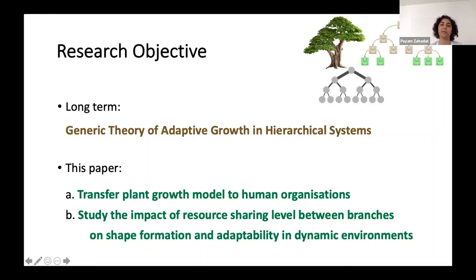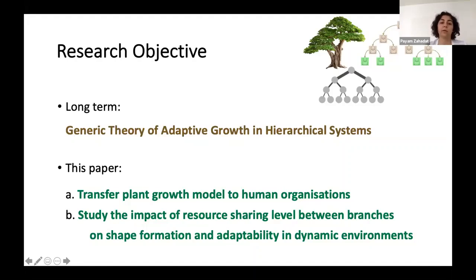So this is basically a first step, where we first try to transfer a plant growth model to a human organization. And we also have a look at the impact of resource sharing level, meaning the strategy for the resource sharing and competition in the system between branches of the system, on the shape formation and adaptability in dynamic environments.